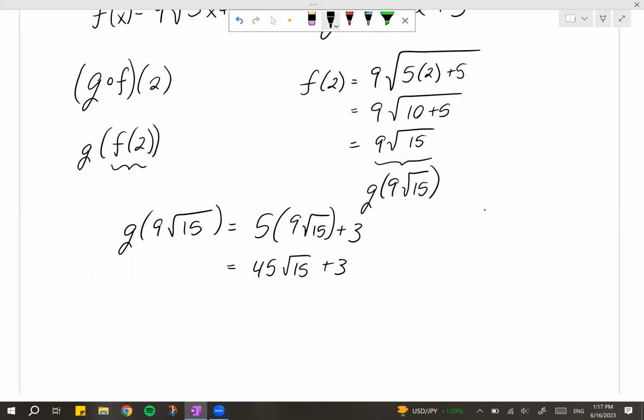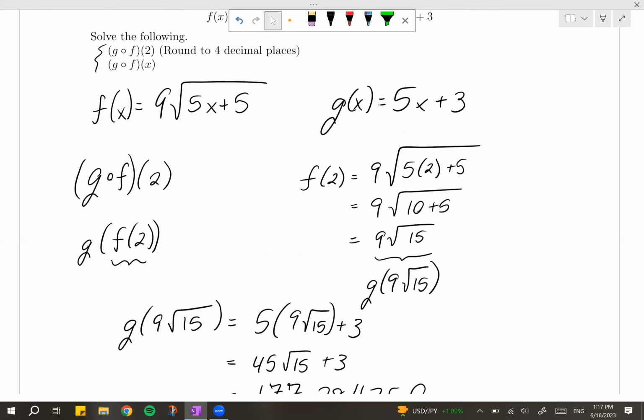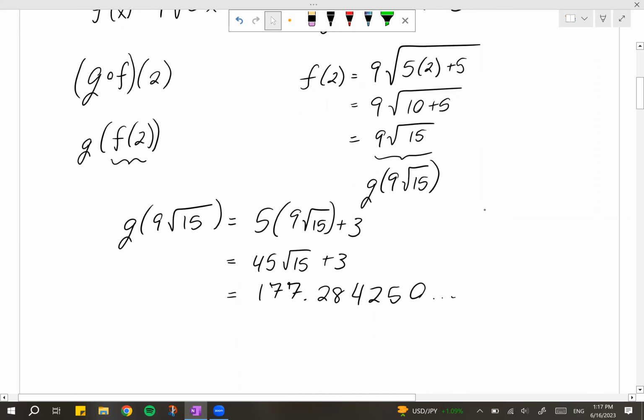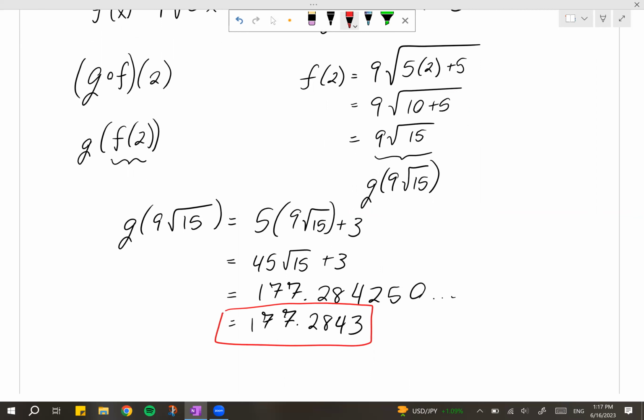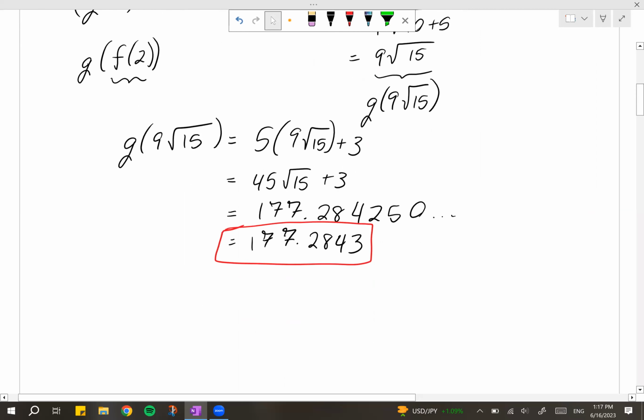And then we can plug this in the calculator, and we're going to get 177.2842250. It keeps going. All right, but they told us to round to 4 decimal places. So rounding to 4 decimal places, we're going to get 177.2843. Then that would be my final answer for that first part.